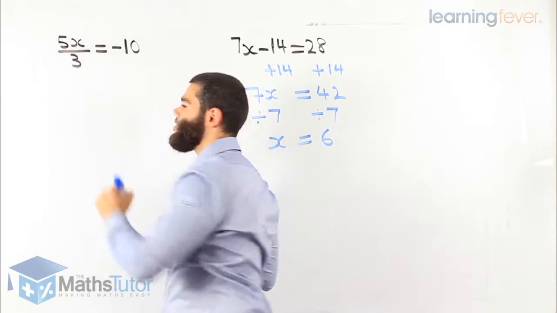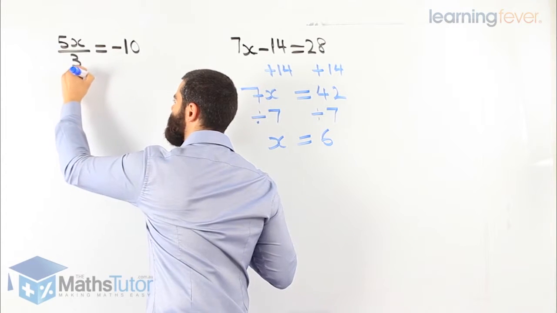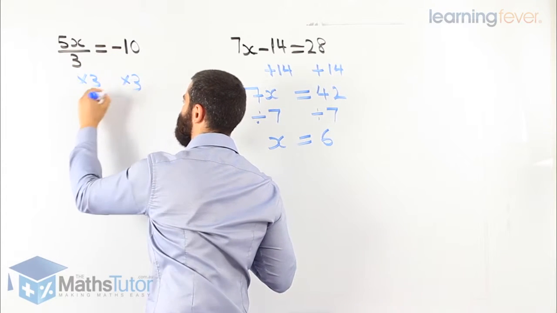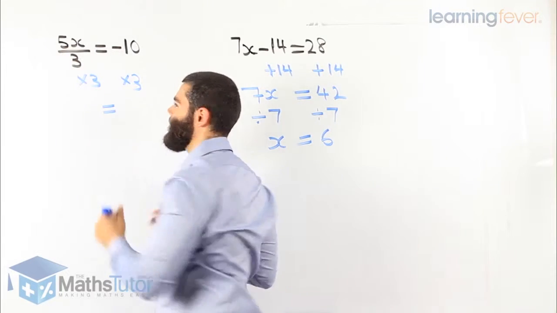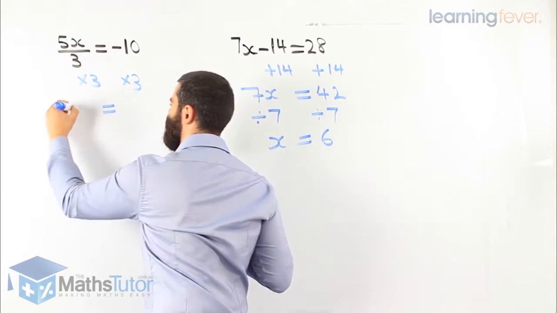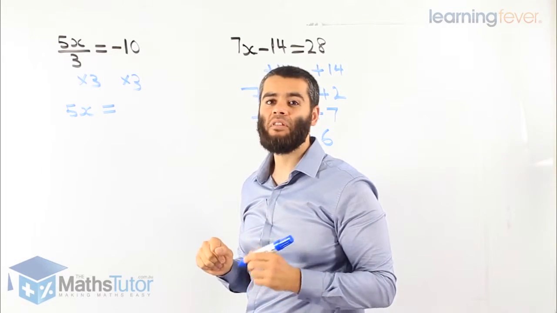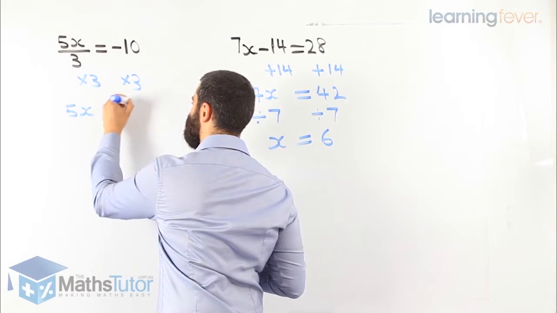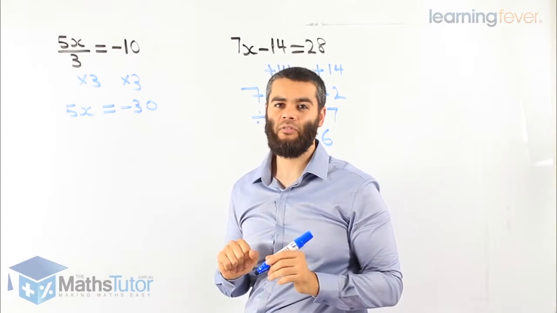Divide by 3, because a fraction means divide. Divide by 3, the opposite, times 3 on the other side. So basically divide by 3 and times 3, they cancel each other out. We have 5x left. Negative 10 times 3 is negative 30. So 5x equals negative 30.